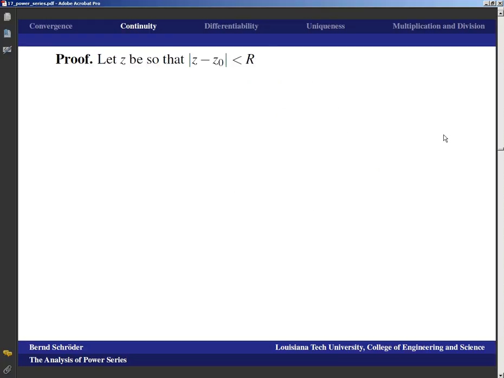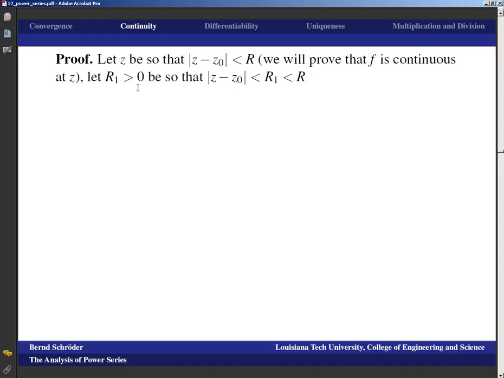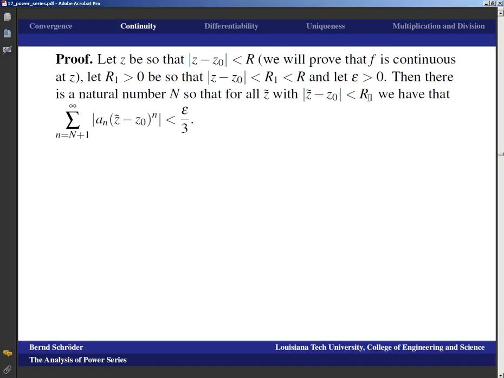Now let's take a look at that symbolically. We take z so that |z minus z0| is smaller than R, and we'll prove that f is continuous at that z, and that will be, of course, the whole proof. We let r1 be greater than 0, and we let it be so that |z minus z0| is strictly smaller than r1, which is in turn strictly smaller than R. So a similar spirit as in the previous proof, we've got to shift something in between. And we let epsilon be greater than 0 because, well, it's going to be an epsilon delta proof.